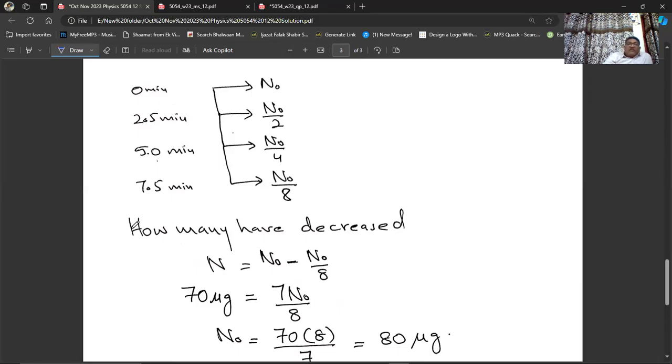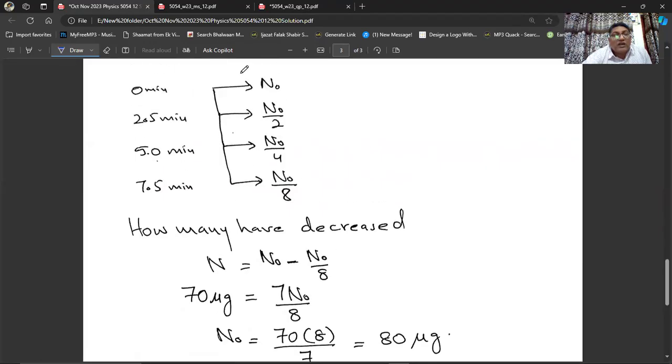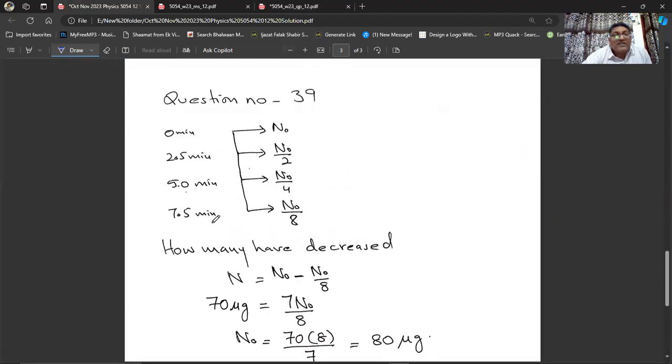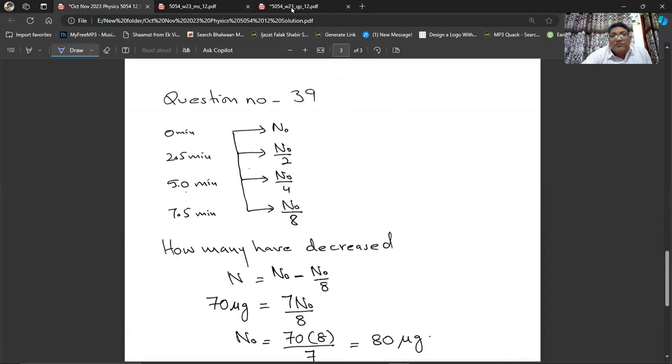Now, how many have decreased? They have given us that, 70 microgram. And when you solve this fraction, you will be left with 7 N naught by 8. So N naught will be 70 multiplied by 8 divided by 7. So that will be 80 microgram. A very tricky thing, a brand new type of question. 39, I hope you understand.